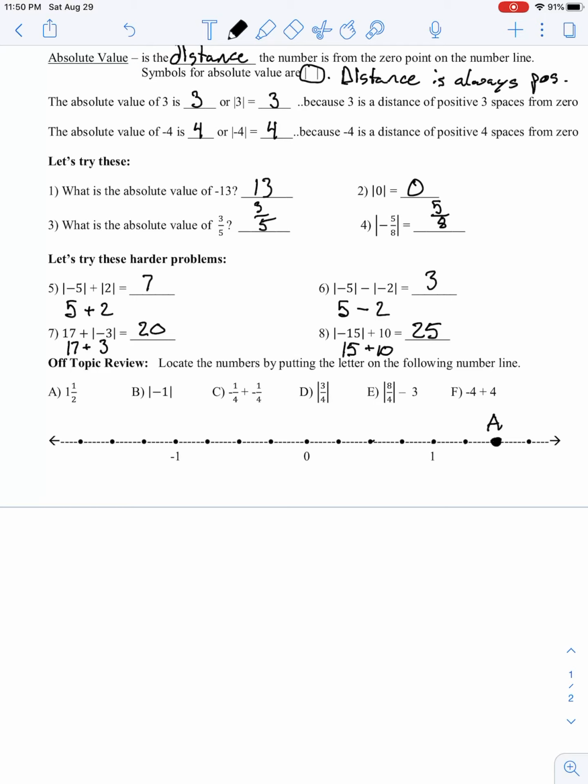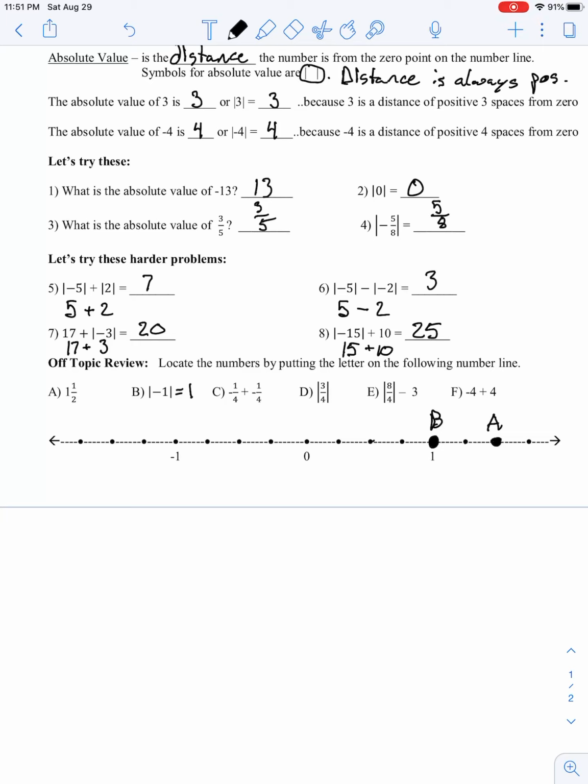So before we start putting any others on here, just remember we want to take absolute values first. So the absolute value of negative 1 is going to give us 1. So we're going to put our dot here at 1 and label that point B, just like it is up here.